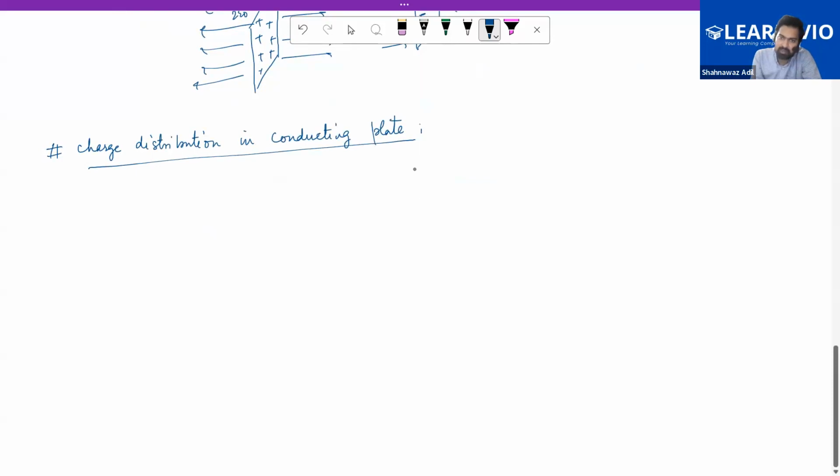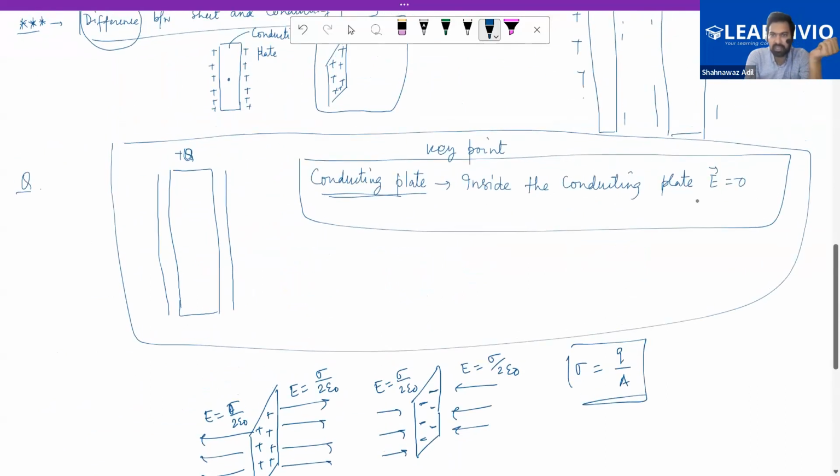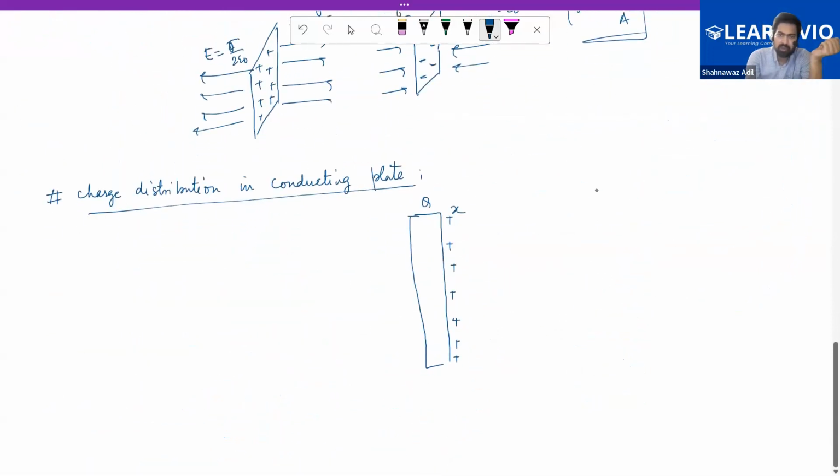Right. So let's say we have this plate. This has Q charge, and let's assume that on this side we have X charge. So what would be the charge on the other side? We also have to remember that inside the conducting plate, the electric field is zero, right? So can you tell me what would be the charge on this side?